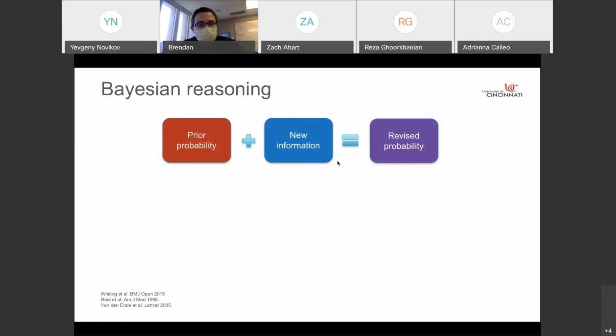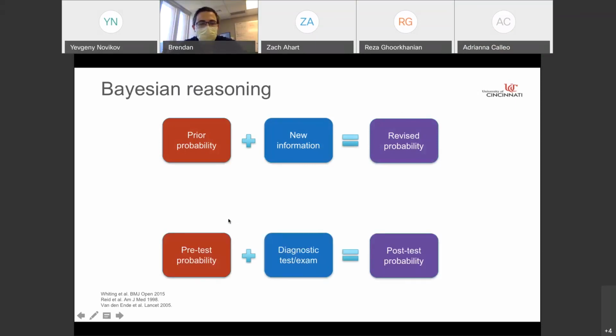And in medicine, that primarily looks like this. You have a pre-test probability of a disease existing. You do some sort of diagnostic test, you run an exam, whatever that may look like, a procedural exam, and then afterwards you have some sort of revised probability for what's going on. And that's the fundamental idea that we're going to be talking about today.